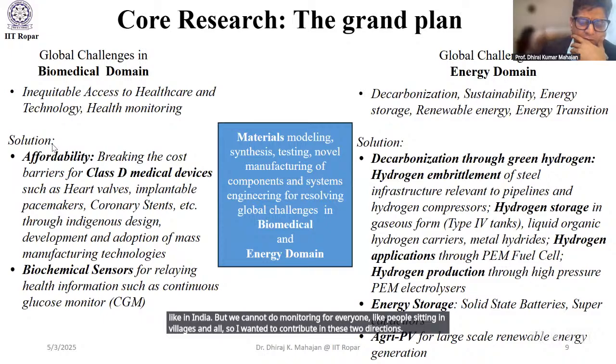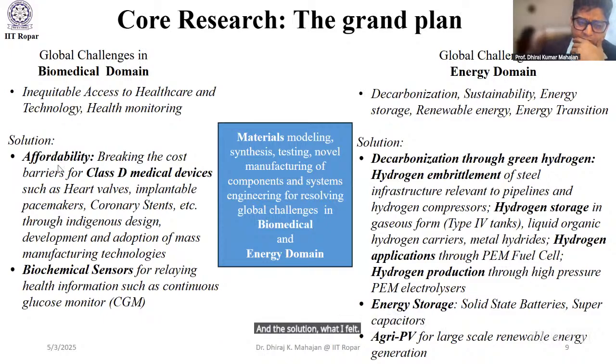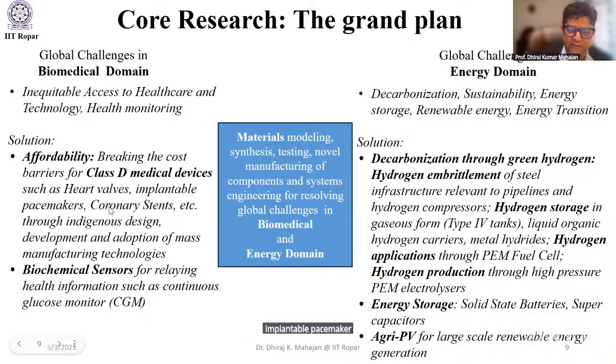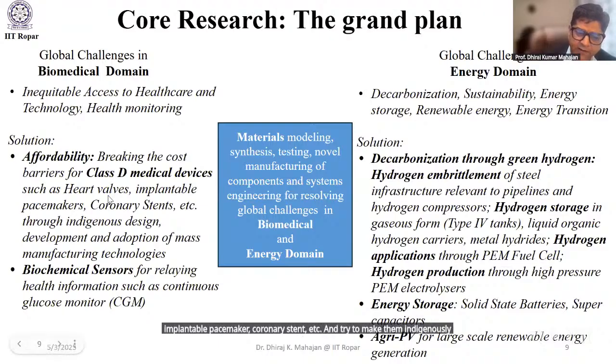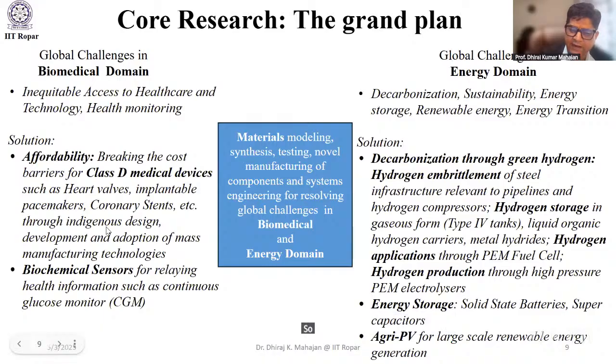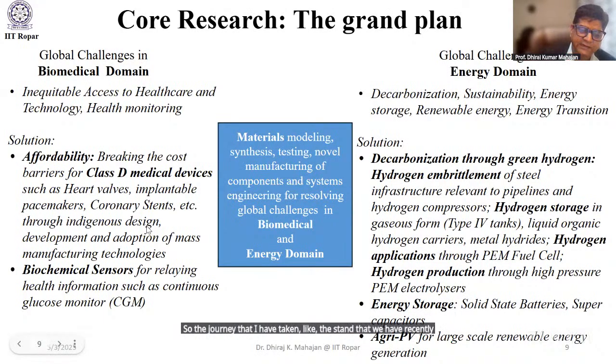And the solution, what I felt, was affordability. If I can pick some critical medical devices, for example class D medical devices such as heart valve, implantable pacemaker, coronary stent, etc., and try to make them indigenously, I can bring down the cost of such devices tremendously.